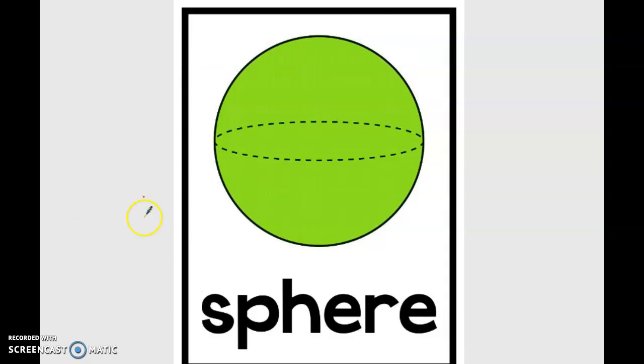The next one is a sphere. A sphere is the shape of a ball, which means it keeps rolling and rolling and rolling. A sphere does not have any flat faces, so it has 0 faces, and it doesn't have any points on it, so it has no corners. Can you name one thing that's the shape of a sphere? Mrs. G thinks of Harvey's tennis balls. They're the shape of a sphere.